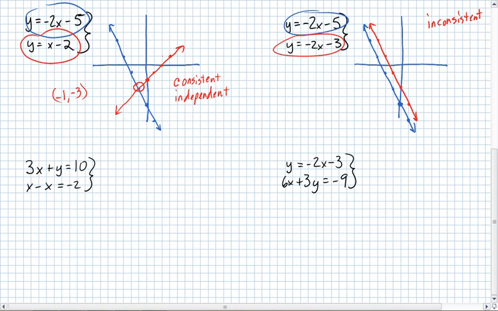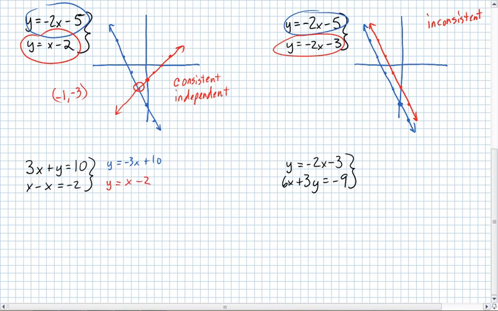Okay, so here's our next one. We've got 3x plus y equals 10. We're going to need to rearrange that. I'm going to subtract the 3x from both sides. So I'm going to have y equals -3x plus 10. And then for the other equation, I'm going to need to rearrange that one as well. So this is y minus x equals -2. So this is going to become y, I'm going to add x to both sides, x minus 2.